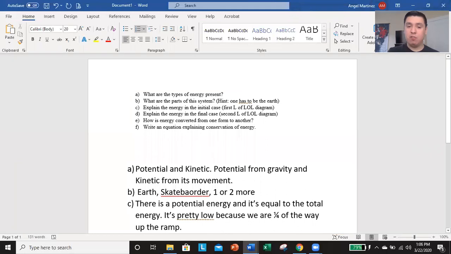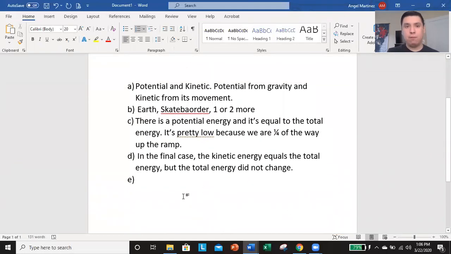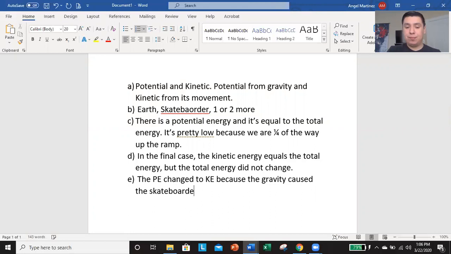Okay, E, how is energy converted from one form to another? So we have potential energy at first and then kinetic energy afterwards. How did that change? Well, the PE changed completely to kinetic energy, because what caused it to move? It was gravity. Gravity caused the skateboarder to move down the ramp and have motion.